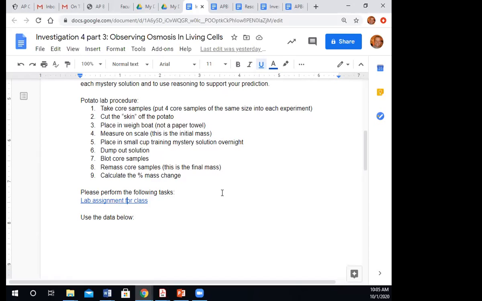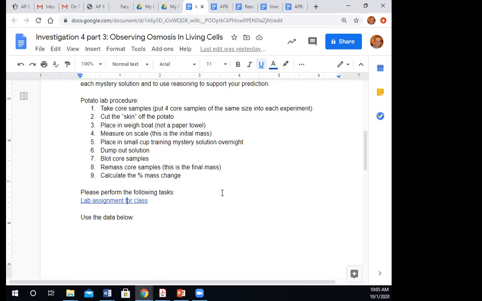So then I put them in the weigh boat. For example, imagine there's 3 in here, I would put these 3 samples on the scale. I would weigh them as an initial mass. Then I would put them into one of the colored solutions overnight. Come back in the morning and do my little blotting thing. Imagine I'm taking these out of the solution. I put them onto that paper, and then I do this. Why is that? To blot off the excess solution, and then they go onto the scale again, and that's their final mass.